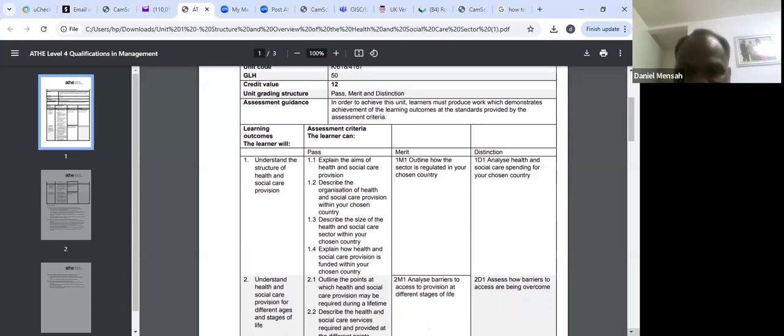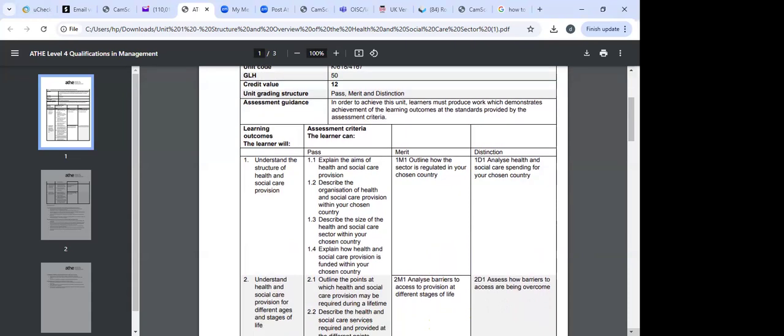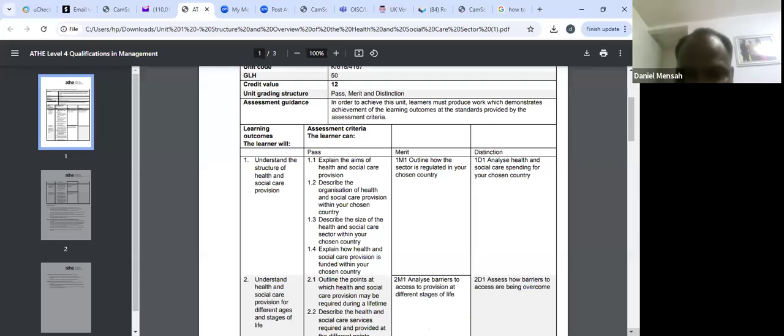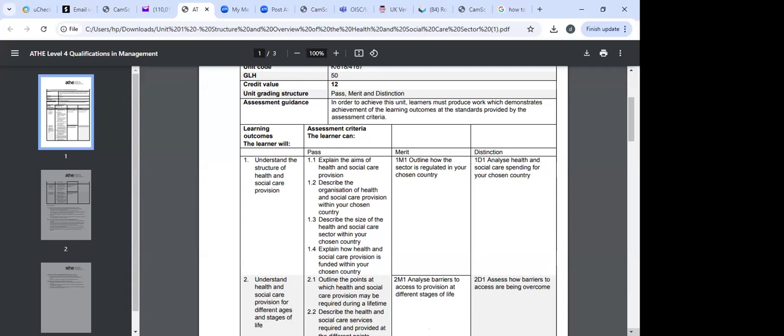bring to the understanding of the learner... you can mute yourself if there's any noise in the background. Okay, are you there, Damilola? Damilola, are you there? Yes, I am here.